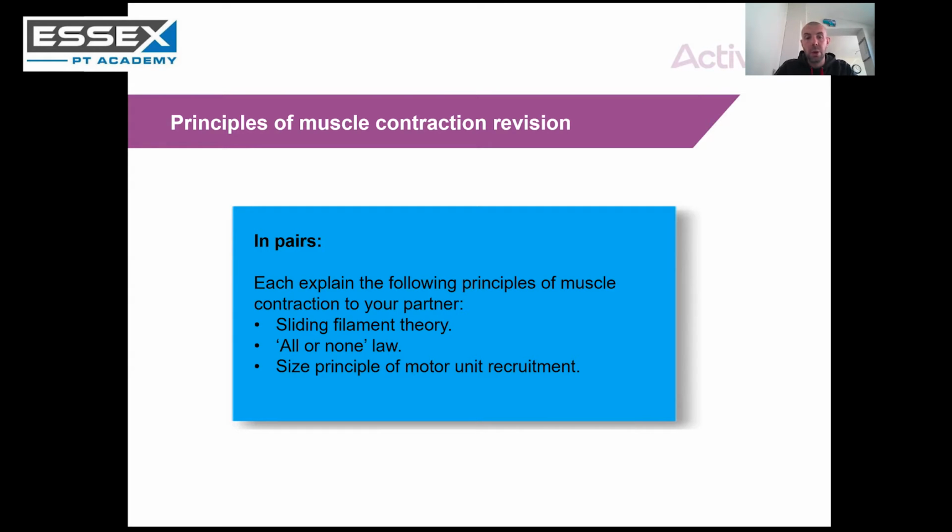So either after watching this and then doing some revision, okay, on your sliding filament theory, hopefully you covered a bit of it in your level 2, then you can look at it, go through it in your manual, and then try and explain it to someone that doesn't know this at all, okay? And you'll find, actually, if you can explain it to someone who has no knowledge of this whatsoever, it will really help you. So explain the sliding filament theory, the all or none law, or sometimes all or nothing law, size principle of motor unit recruitment as well.